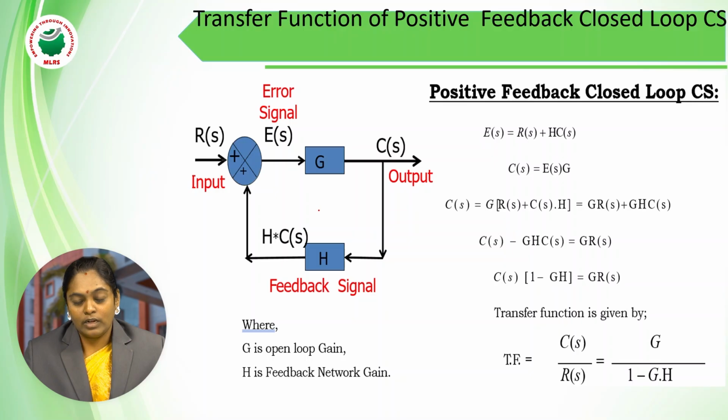The procedure we did previously is the same, only there is a change in the sign. If both are positive, it is for positive feedback. If the feedback path is negative, then it is called negative feedback. But in the transfer function expression, you will get quite the opposite. Positive feedback is given by G by 1 minus GH. Negative feedback is given by G by 1 plus GH. This is all about the transfer functions of positive and negative feedback control systems.